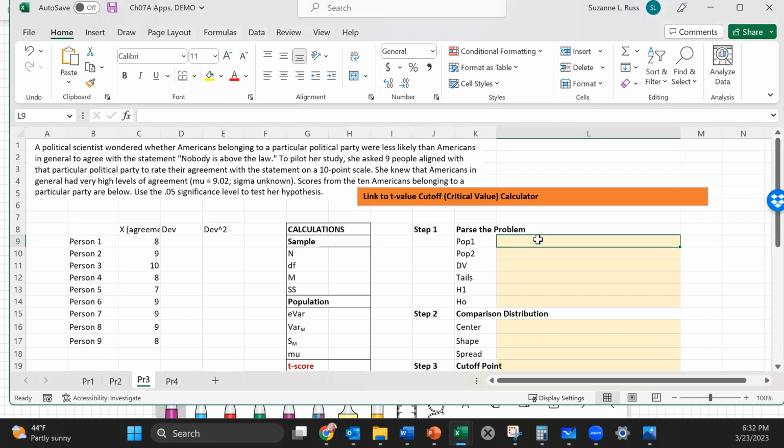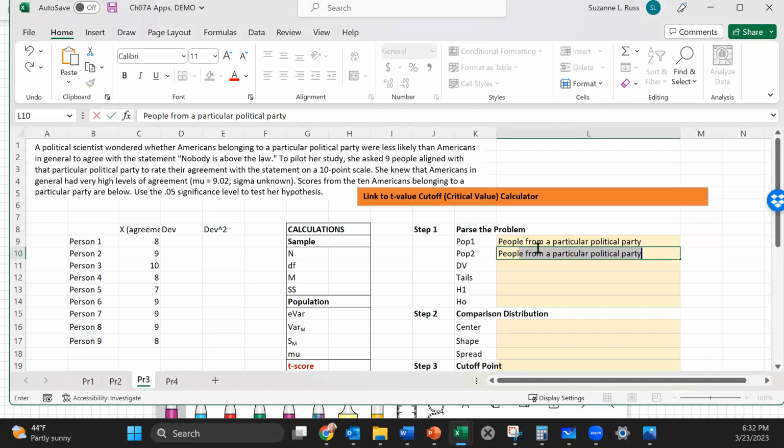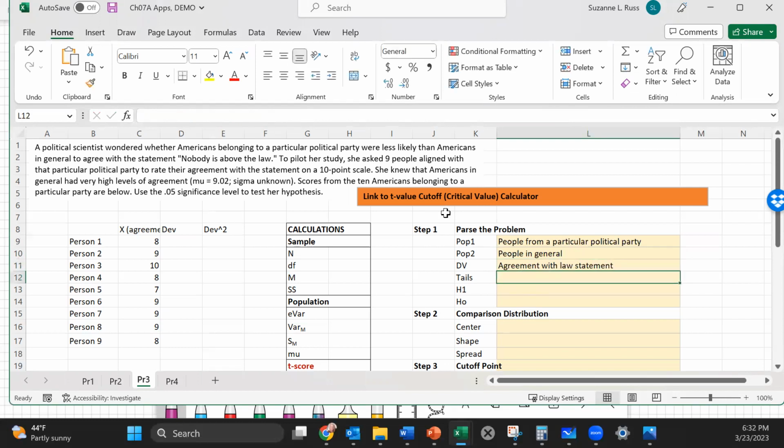So our first step is to parse the problem, and we know that we are comparing people from a particular political party with people in general. We know that what we're measuring is agreement with the law statement. And we know that we're looking for a one-tailed low because it says they would be less likely.